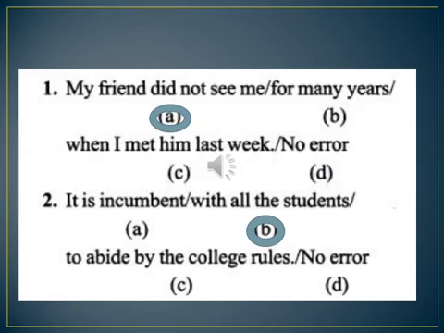Question number 1. My friend did not see me for many years when I met him last week. Now here the error is in A. Why is the error in A? See here the second clause: when I met him last week, that is in simple past. And then the adverbial for has come, for many years. That will show a long period of time. So therefore, you have to use past perfect tense in the first clause.